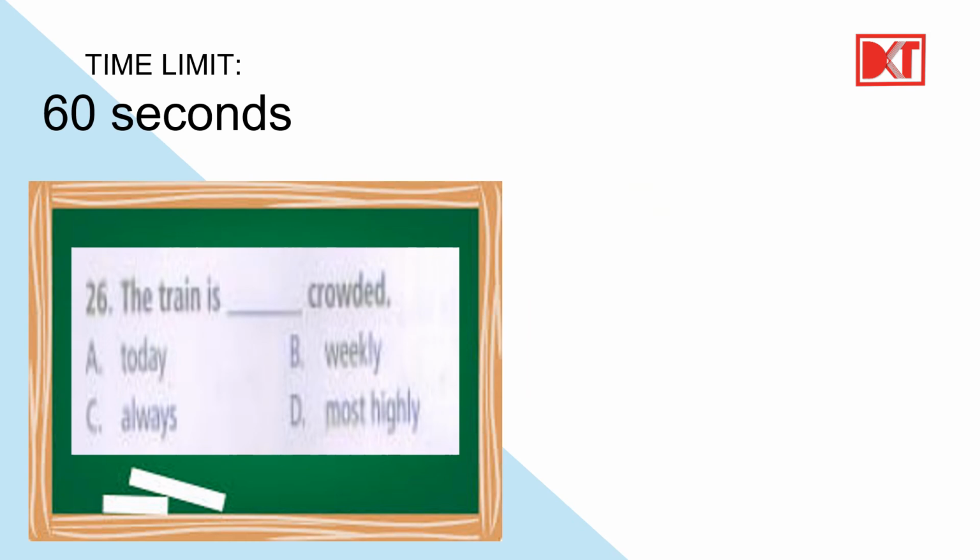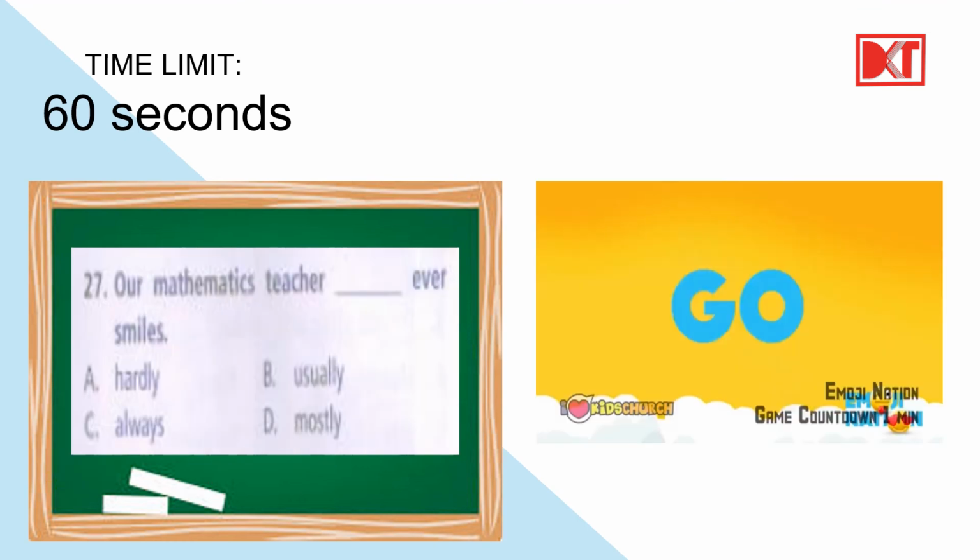Here, the train is dash crowded. A: today crowded, adverb of place. B: weekly crowded, adverb of frequency. C: always crowded, adverb of frequency. And D: most highly, this is adverb of manner, answering the question of how. Here we're talking about the train being crowded, and the one adverb which fits here is: the train is always crowded, right? Adverb of frequency, answering the question of how often.